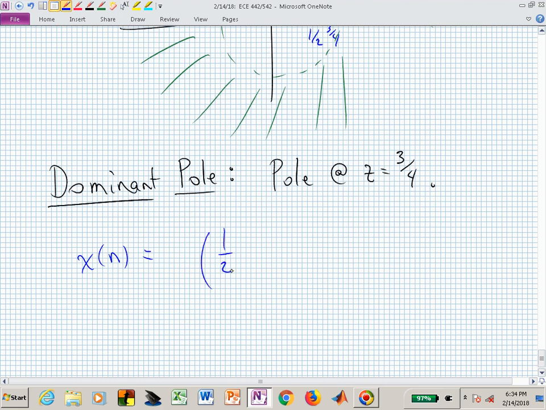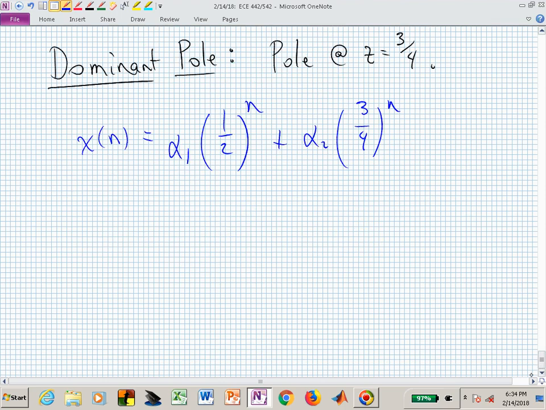So we have a pole at 1/2. That's going to be a mode. That tells us it shakes at 1/2. It's not really shaking, is it? It's just collapsing. And we have another one at 3/4. What we don't know is how they are combined, but we could just say, oh, let's make that one alpha 1 and this one alpha 2, and we're good to go. That would be the structure, all depending on where the poles are.